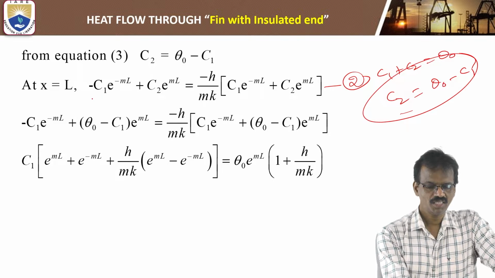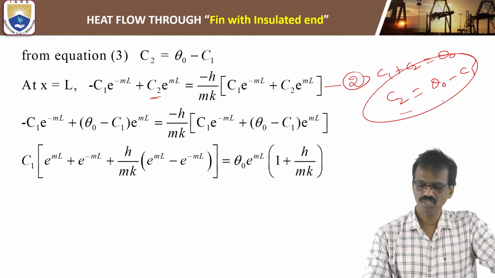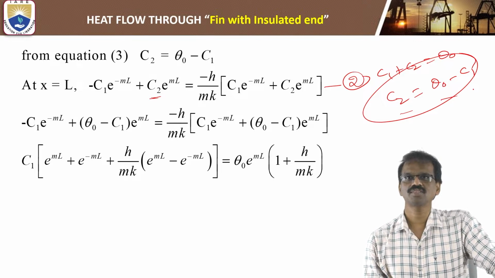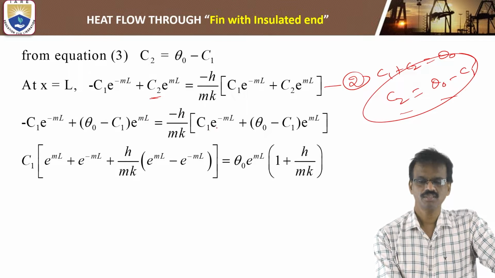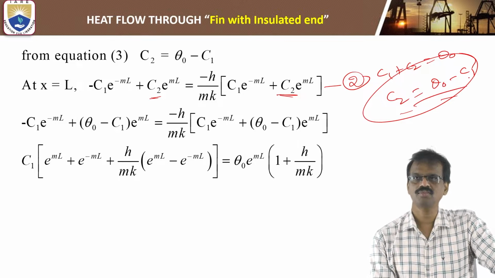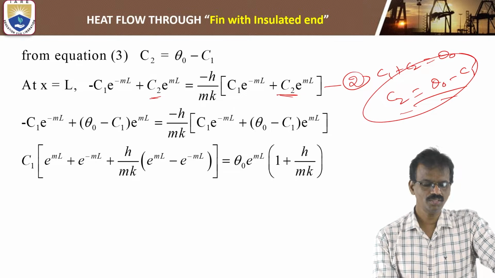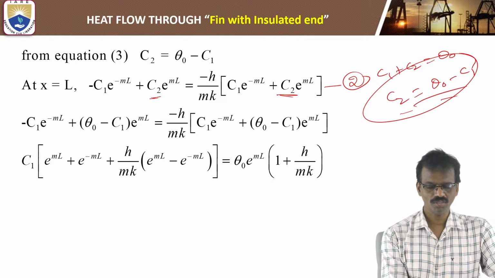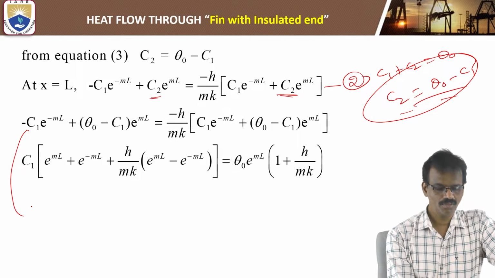Okay, so minus C1 e to the power of minus ml plus, in the place of C2 you can write theta naught minus C1 e to the power of ml. Here also minus mk C1 into e to the power of minus ml. In the place of C2 you have to write theta naught minus C1 e to the power of ml. So then solve this one. If you solve this one you will get this term.